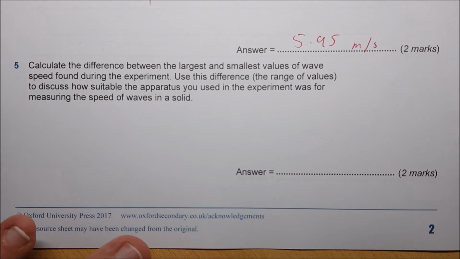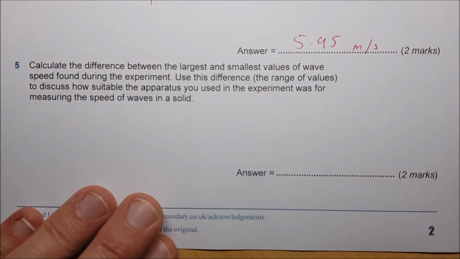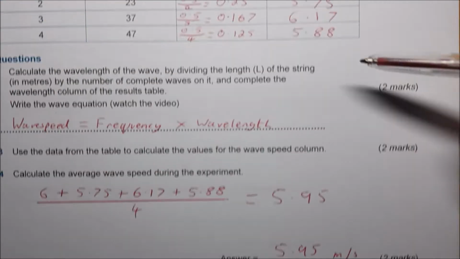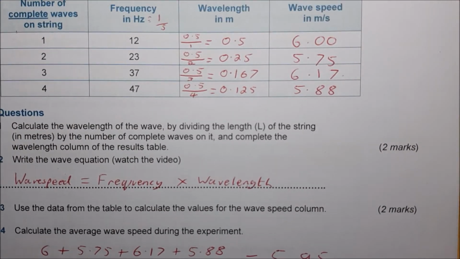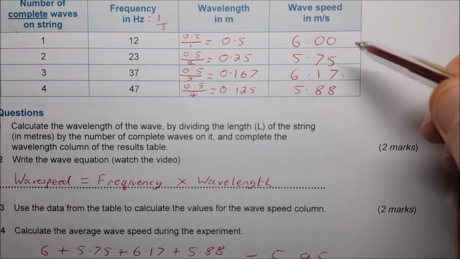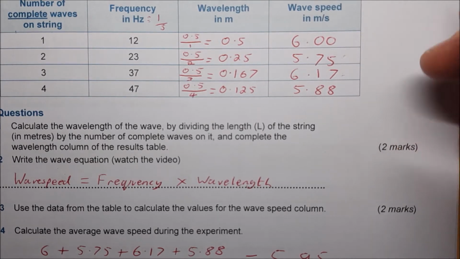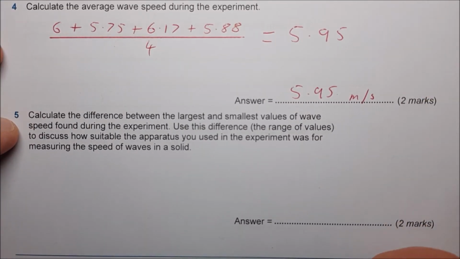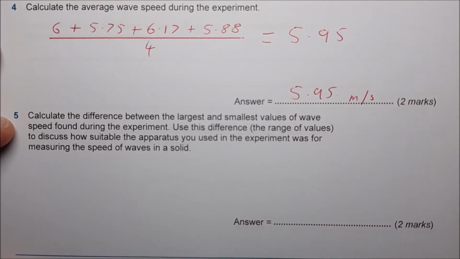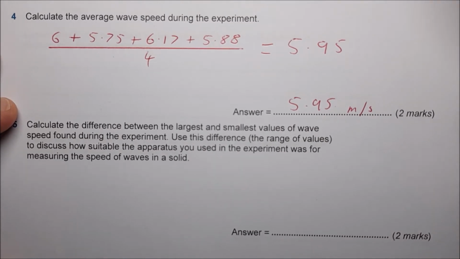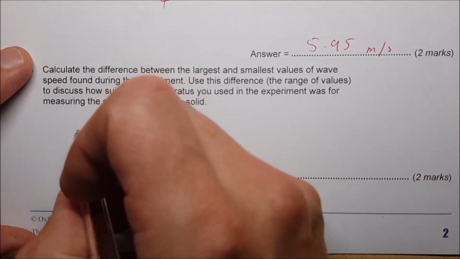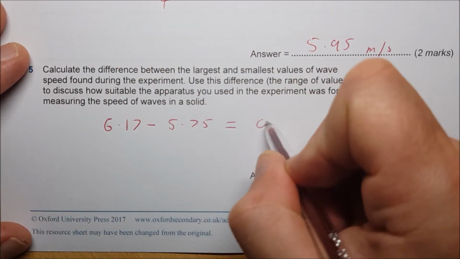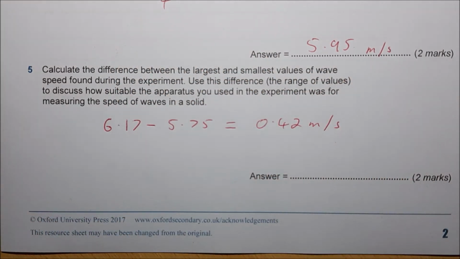Next part, what is the difference between the two? Now it's largest to smallest. Remember, it's not from the average to the largest or from the average to the smallest. It's the difference between these two. Whenever you're asked for the difference between the two, if you're asked to state the range, it's from something to something. But if you're asked to work out what the numerical range is, then it's the largest take away the smallest. And that works out at 0.42 meters a second.